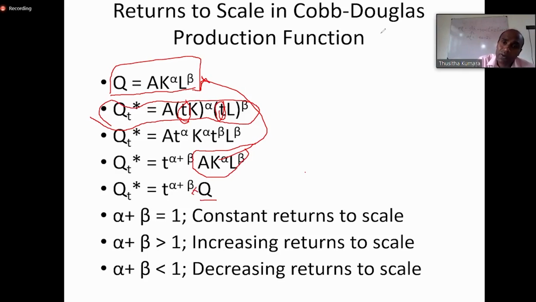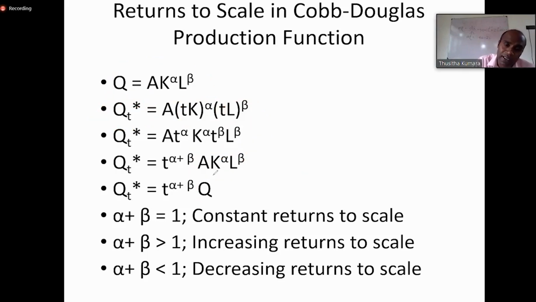Now, with this calculation, what can you see happens with the alpha and beta values? If alpha and beta sum to 1, so let's say this is 0.5, this is 0.5, then T will be 1.